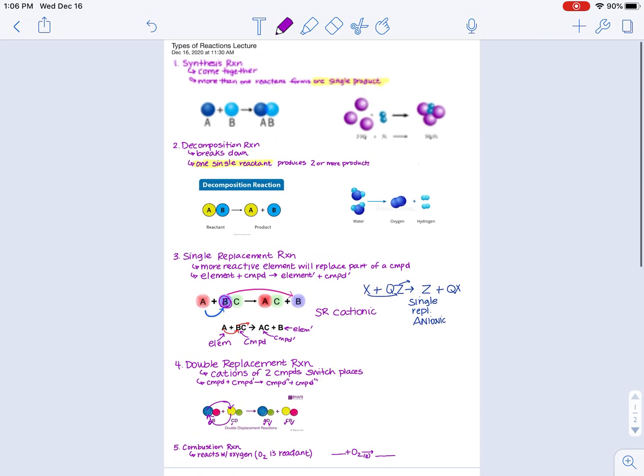So now that we've got the notes for what we're looking for, let's work together in class to practice identifying and classifying chemical reactions.